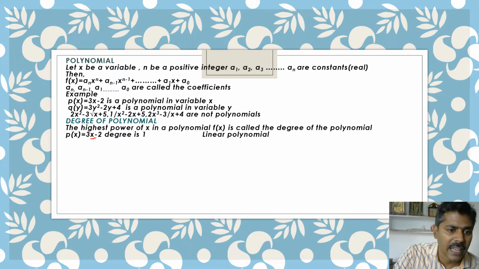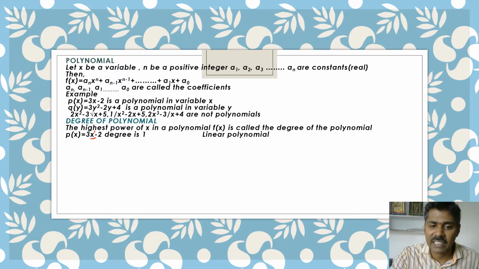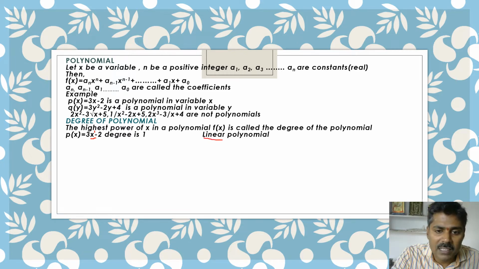Here the variable is x. So the highest power is 1, because here there is no other variable. So the highest power is 1, so this is degree 1. The first degree polynomials are said to be linear polynomials.